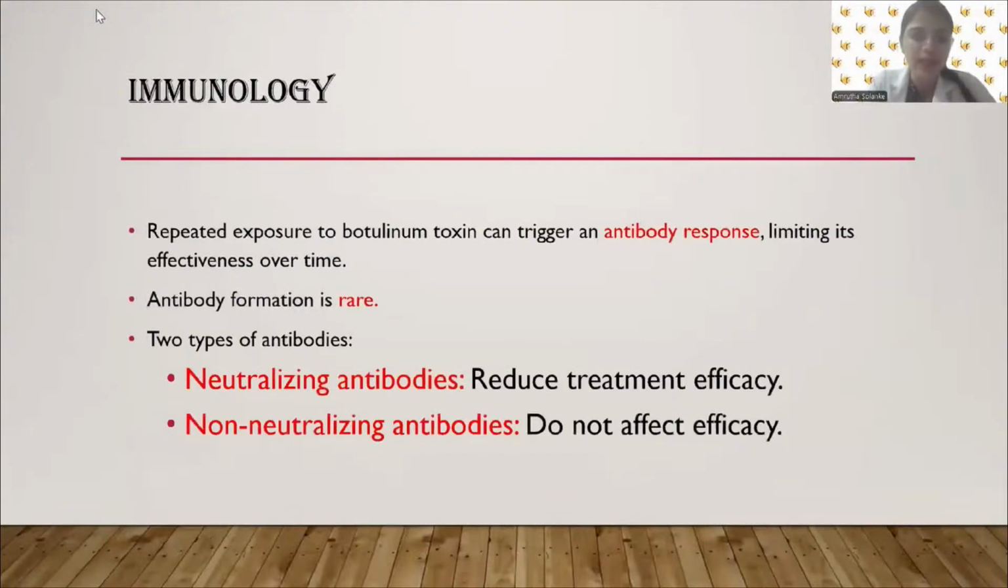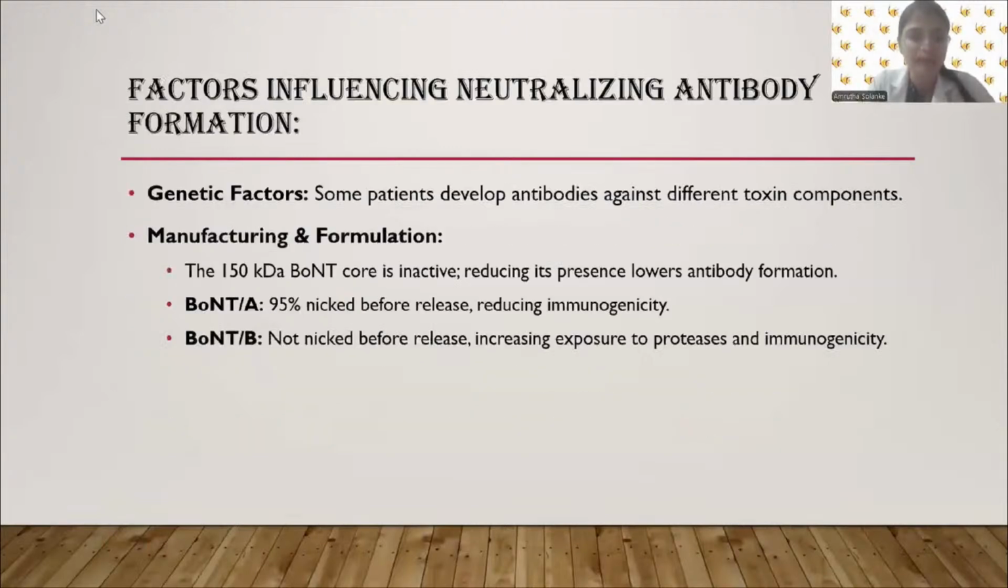Coming to immunology, the repeated exposure to botulinum toxin can trigger an antibody response, limiting its effectiveness over time. Antibody formation is rare. There are two types of antibodies: neutralizing antibodies, which reduce the efficacy, whereas non-neutralizing antibodies do not affect the efficacy. The factors that influence the neutralizing antibodies are the genetic factors. Some patients develop antibody against the different toxin components, the manufacturing and formulation.